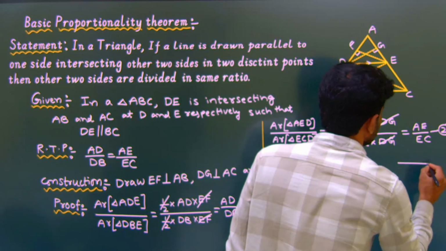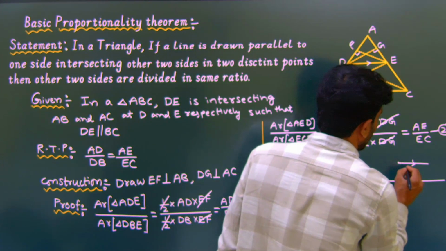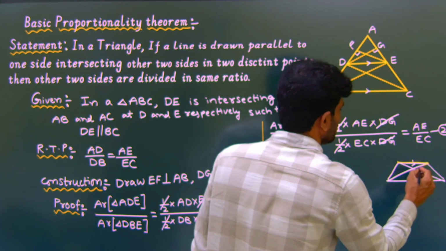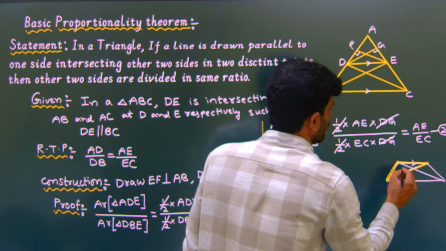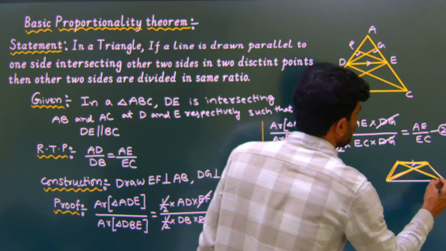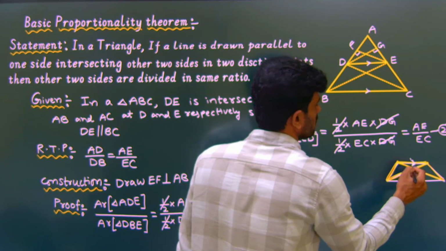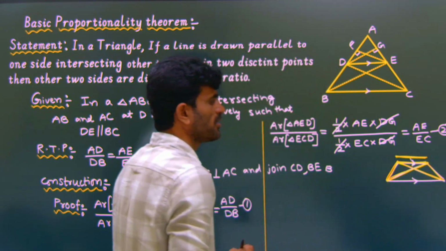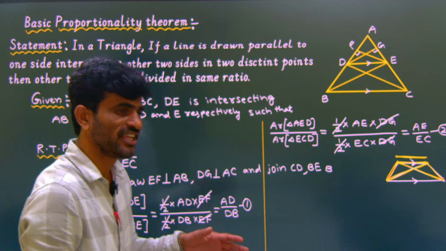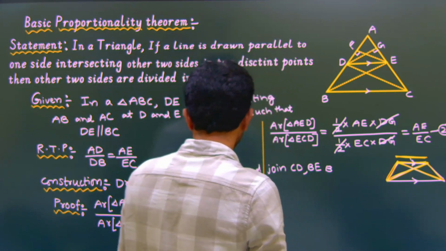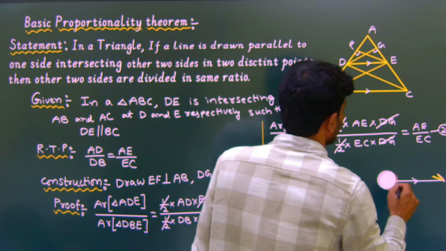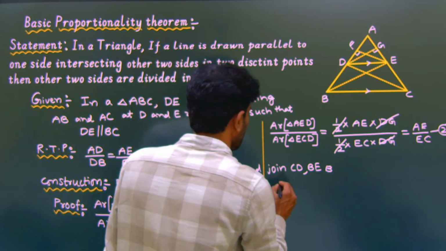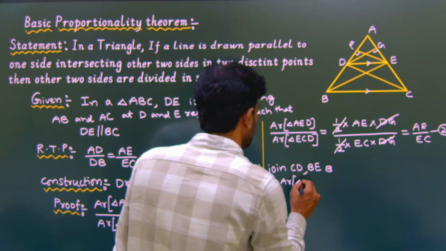Whenever triangles are lying between parallel lines and on the common base. See here, these are the two triangles we have. This is DBE and this is ECD. Now these two are lying between parallel lines and a common base. So areas of triangles lying between parallel lines and on the common base are equal. So based on that concept, area of triangle DBE is equal to area of triangle ECD.